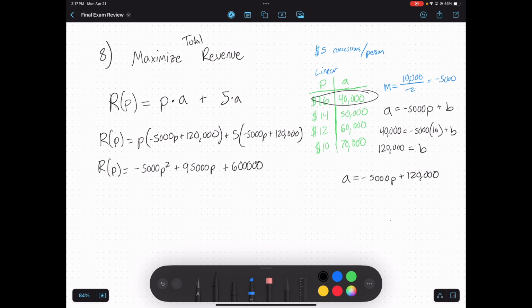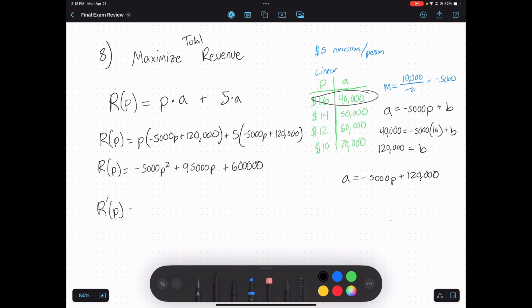So far, all of this work has just been to get me my revenue equation completely in terms of the price. So now I have revenue completely in terms of price. Now what? Now I'm ready to take the derivative and set equal to 0, right? Now I'm ready to look for those critical points by taking the derivative and setting equal to 0.